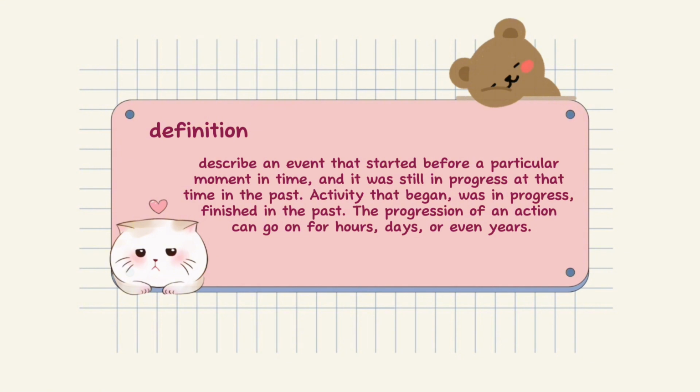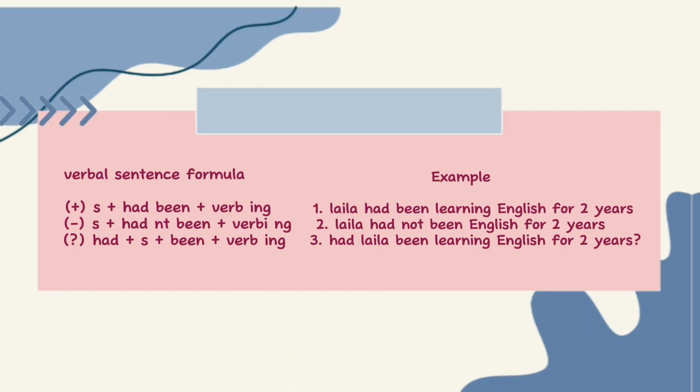Past perfect continuous tense. The definition of past perfect continuous tense is that it describes an event that starts before a particular moment in time and was still in progress at that time in the past. The activity that began was in progress and finished in the past. The progression of an action can go on for hours, days, or even years.